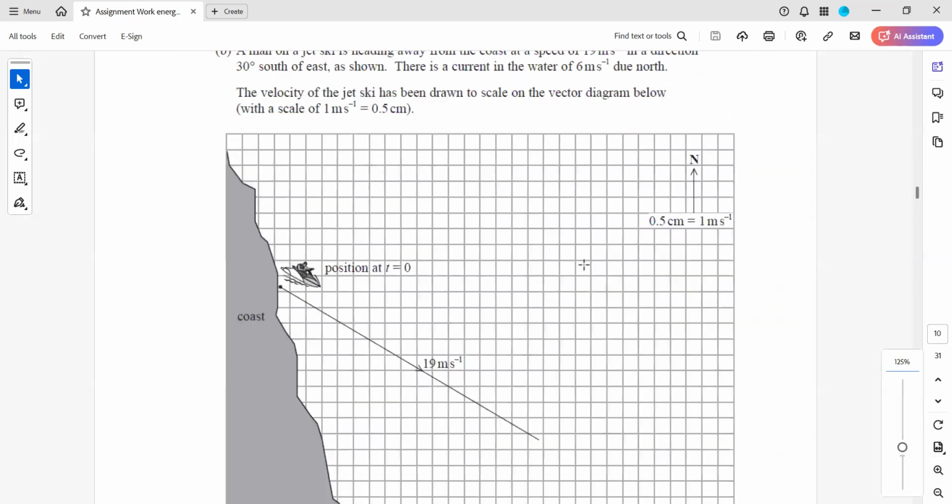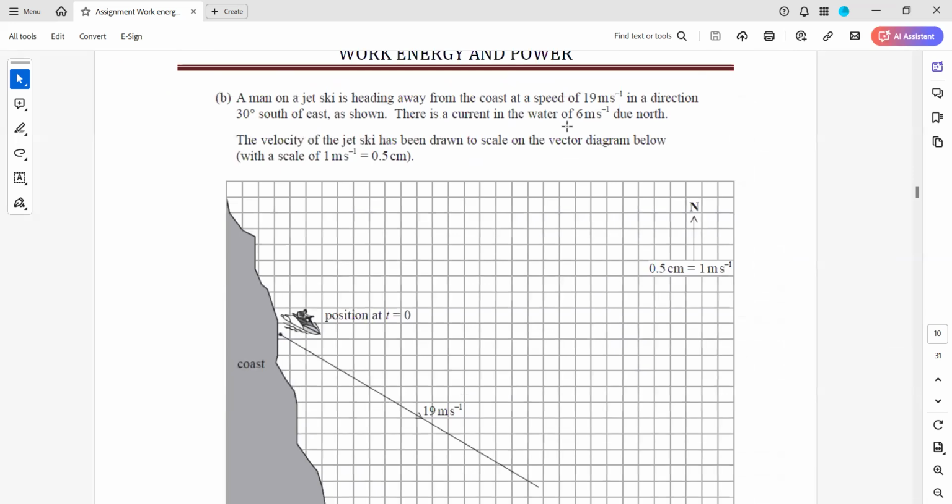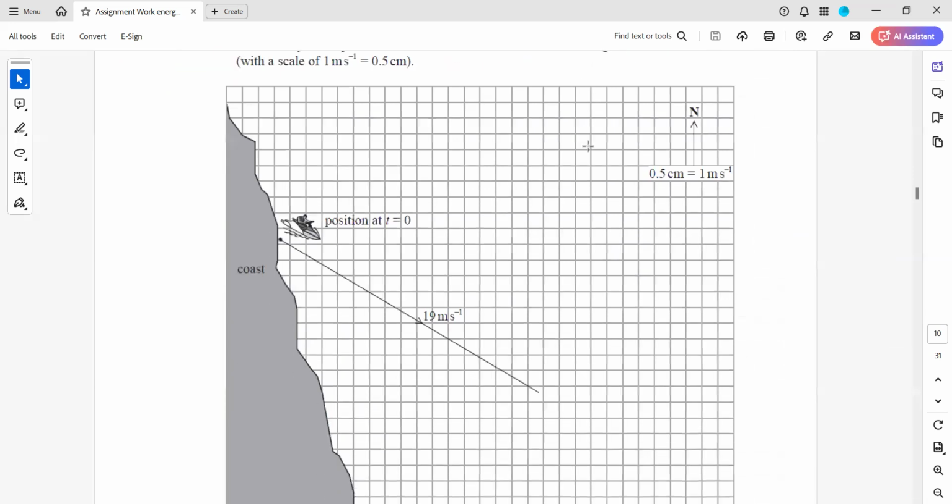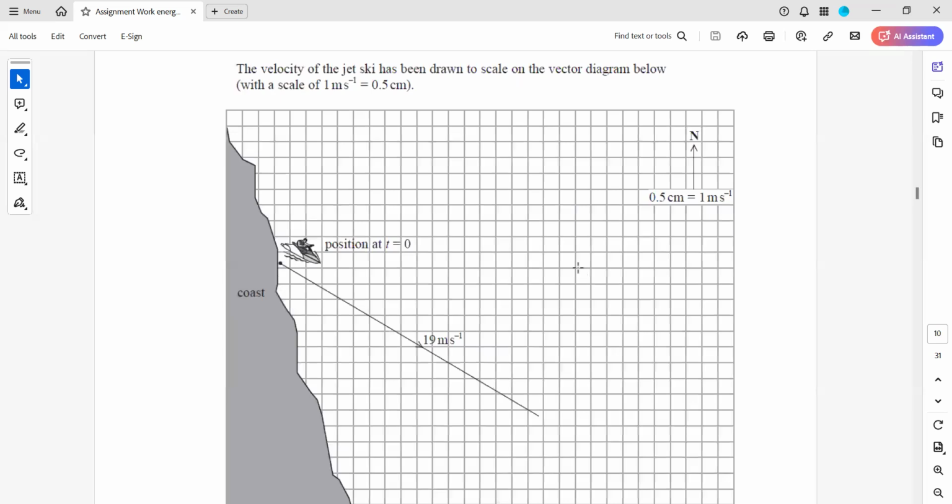So this is the position in which the jet ski is moving, but there is a current of water due north, 6 meters per second. So how to draw 6 meters per second? Because 0.5 centimeter is 1, 6 meters per second will be 3. So I will draw a line of length 3 centimeters, which is representing 6 meters per second.